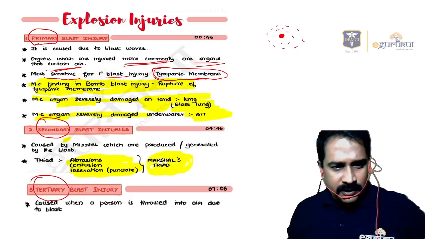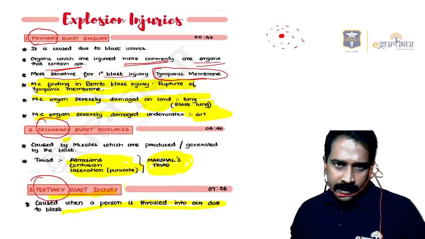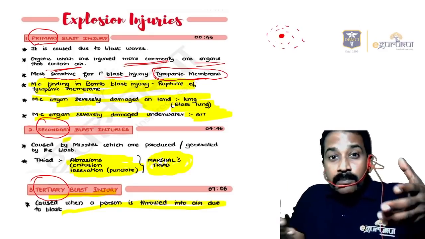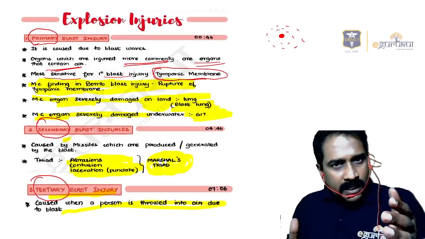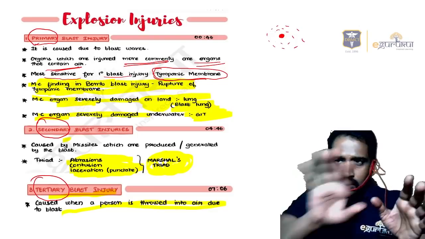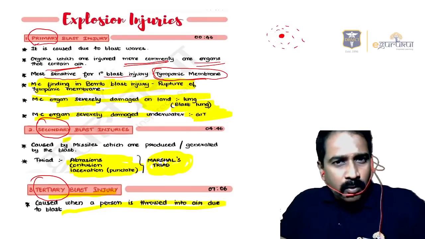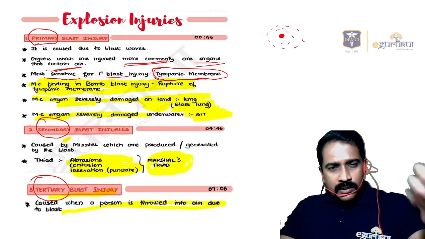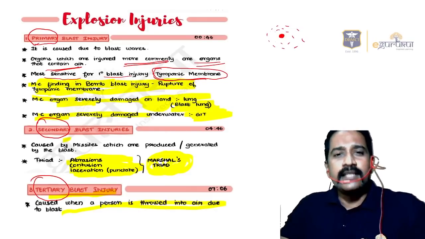Okay, secondary blast injury. Tertiary blast injuries are caused when the person himself is thrown into the air. See, in primary blast injury, the blast waves are absorbed by the body. Whereas in tertiary blast injury, they're not absorbed because of the force of the blast. The person is thrown away. You would have seen that in the movies. The person is thrown against a ceiling, thrown against a wall. So injuries caused when a person is thrown in the air is tertiary blast injury.